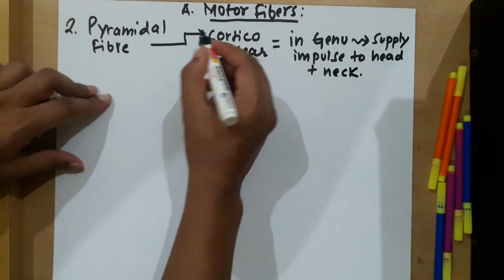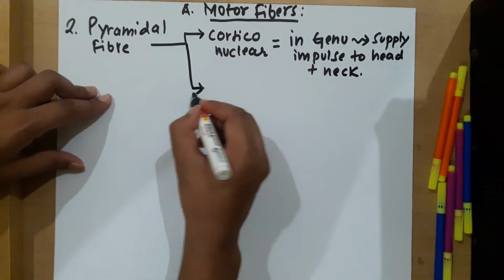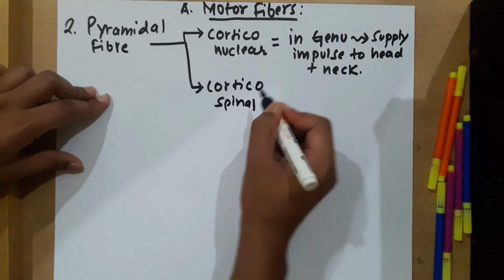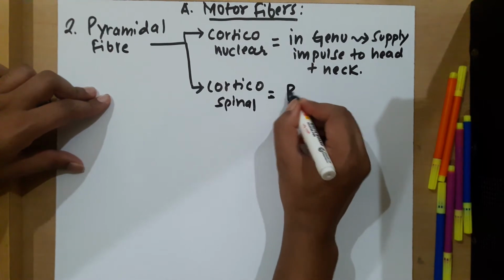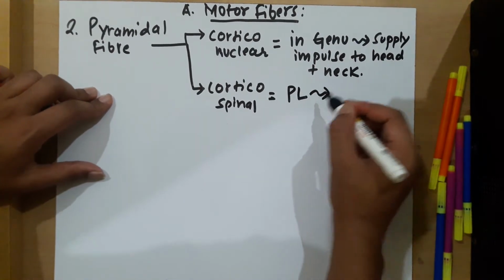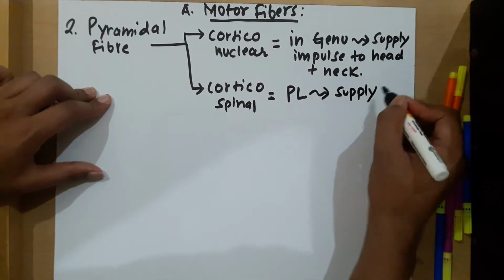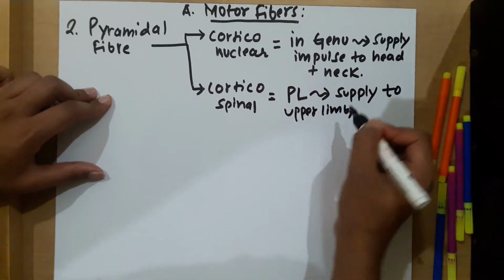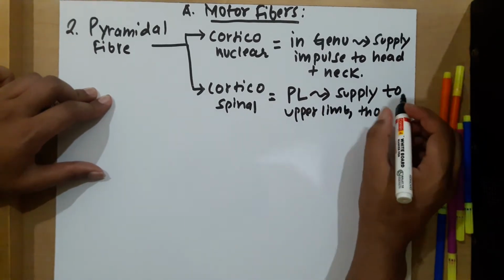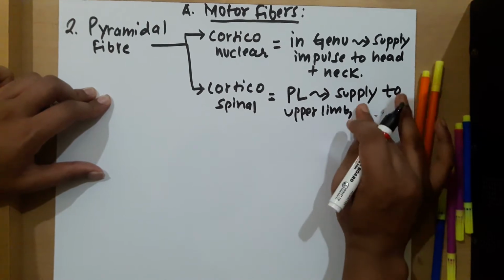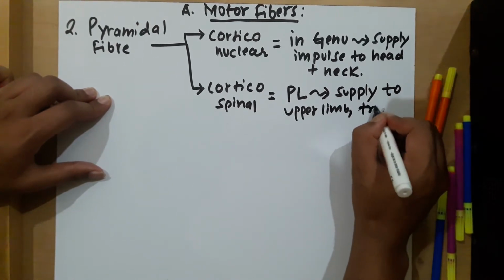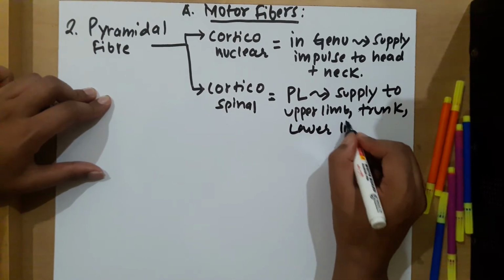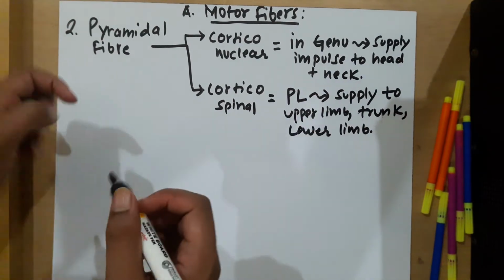The next pyramidal fiber is corticospinal. This is present in the posterior limb and supplies the upper limb, trunk and lower limb. And the corticospinal is present in the posterior limb.